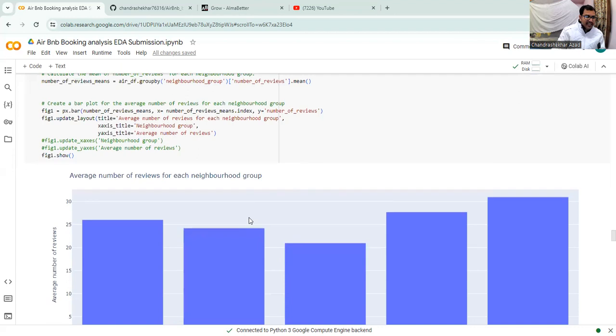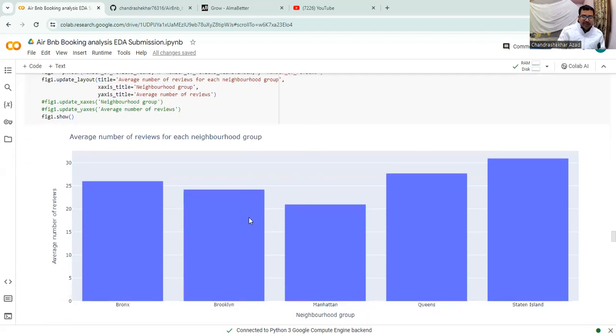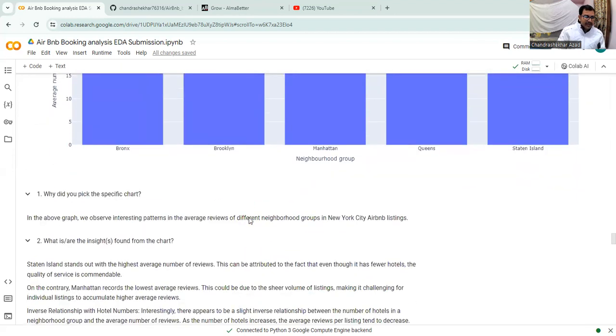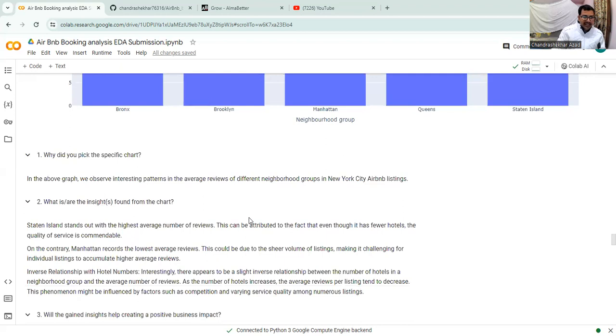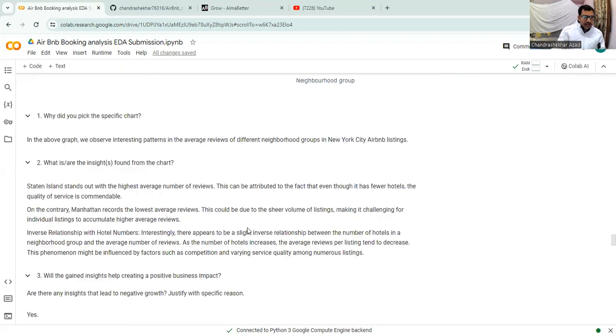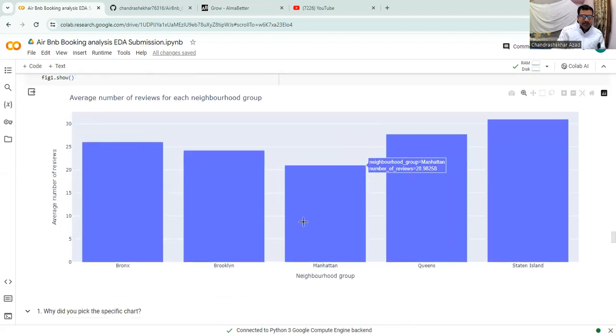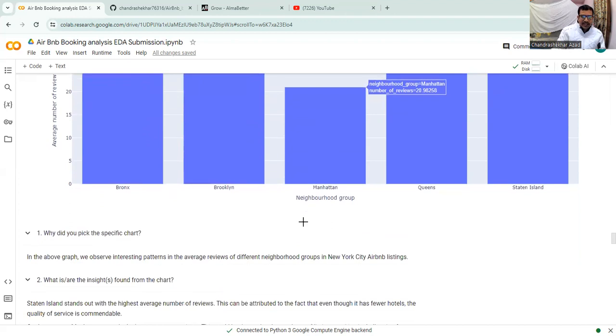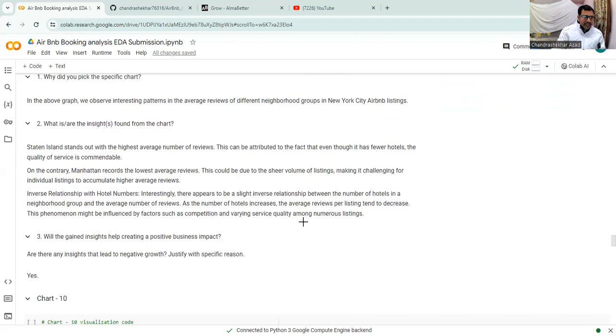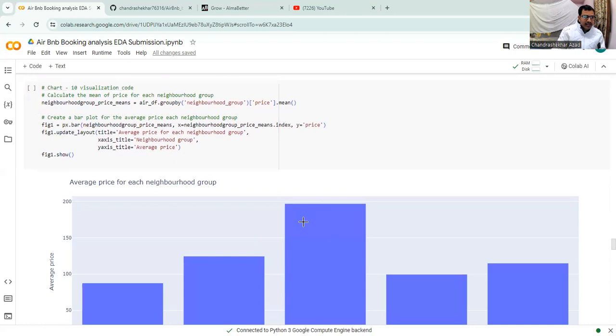The next chart is the distribution of average number of reviews over neighborhood groups. Staten Island stands out with the highest average number of reviews, while Manhattan records the lowest number of reviews. As we have seen, Manhattan has the highest occupancy rate, whereas Staten Island has the lower occupancy rate.